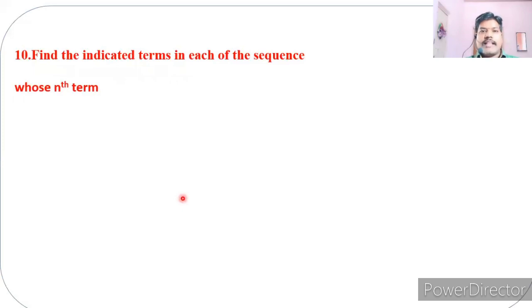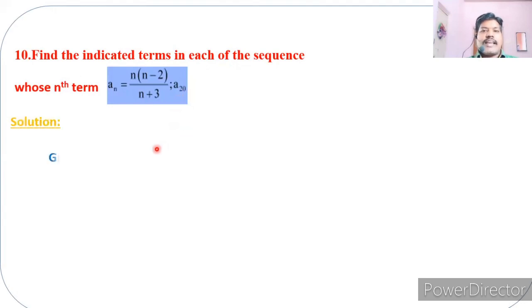They are given the nth term and they are asking for some indicated term that you have to find out. So what is that? Find the indicated term A20. They are asking to calculate A20, the 20th term. What is the an value? An value is nothing but n into n minus 2 by n plus 3. So you have to calculate A20.